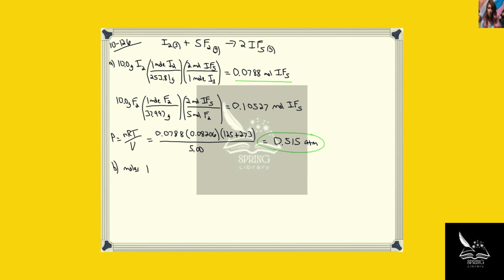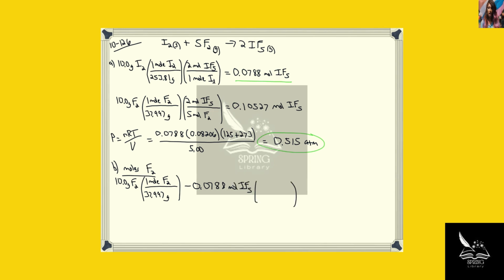Part B then asks us, what is the mole fraction of IF5 in the flask? To calculate the mole fraction, we need to figure out how many moles are still present of F2. This can be determined by calculating the moles of F2 we start with, and then subtract off the moles that reacted. We can calculate the moles we start with by taking the mass divided by its molar mass. We'll calculate the moles that reacted by figuring out how many moles of F2 we needed to make 0.0788 moles of the product.